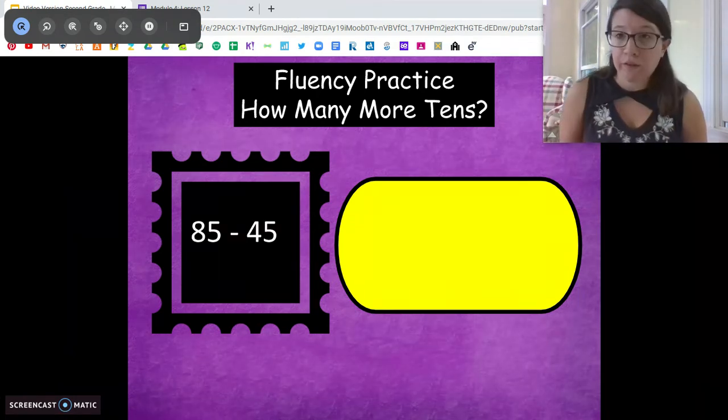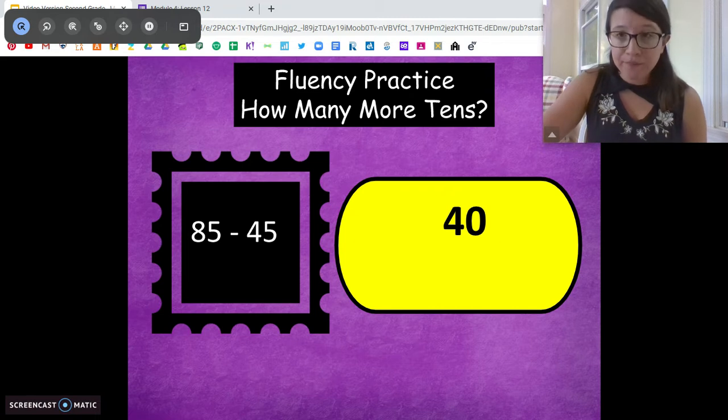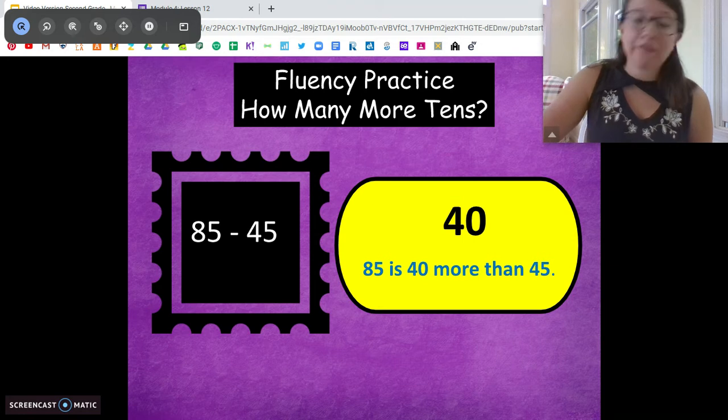85 minus 45. Good. We're going to get 40, and then we'd say 85 is 40 more than 45. Perfect. Let's try another one.